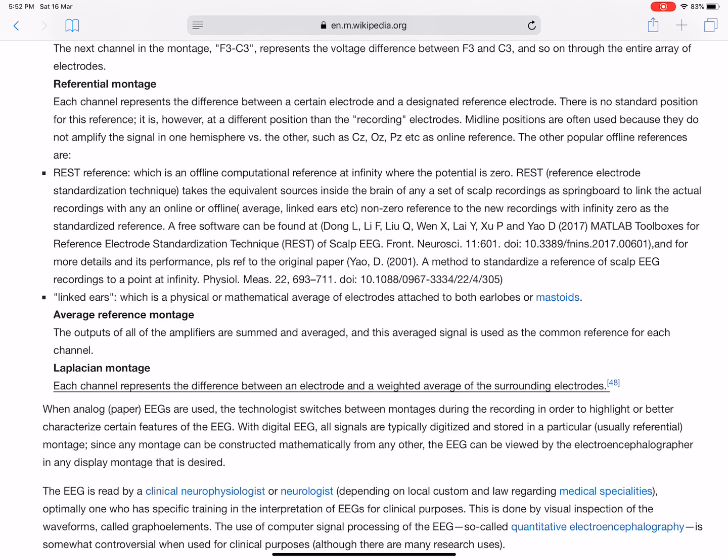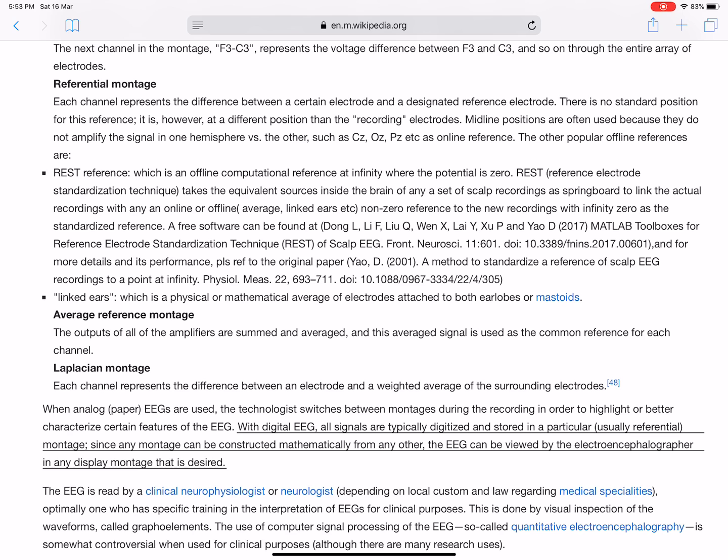When analog, paper EEGs are used, the technologist switches between montages during the recording in order to highlight or better characterize certain features of the EEG. With digital EEG, all signals are typically digitized and stored in a particular, usually referential, montage. Since any montage can be constructed mathematically from any other, the EEG can be viewed by the electroencephalographer in any display montage that is desired.